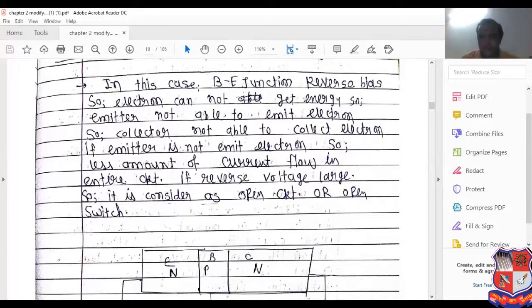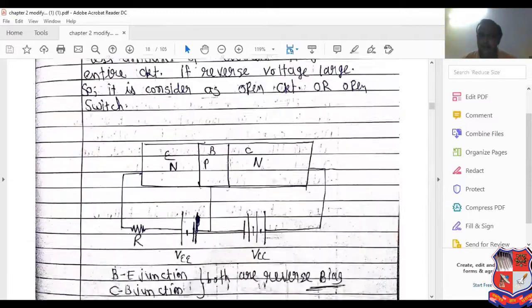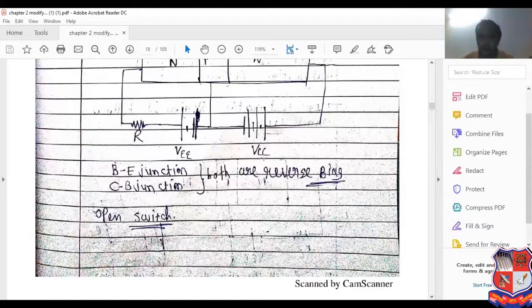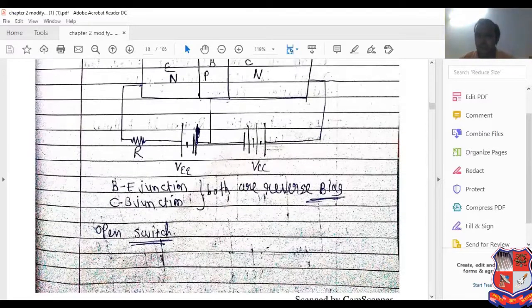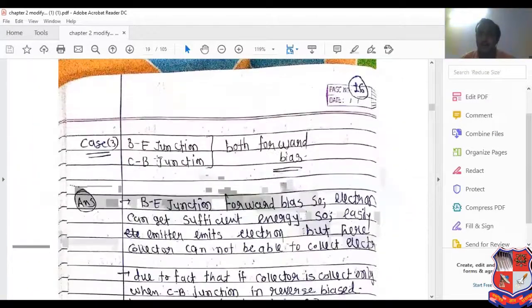See here very carefully. The base-emitter junction is reverse biased, so electrons cannot get energy and the emitter is not able to emit electrons, so the collector cannot collect them. If the emitter does not emit electrons, only a small amount of current flows in the entire circuit. If the reverse voltage is large, it can be considered an open circuit when the junctions are in reverse bias. Reverse bias means what? The N terminal is connected to the positive terminal of the battery and the P terminal is connected to the negative terminal. It is considered reverse bias, or ideally an open switch.